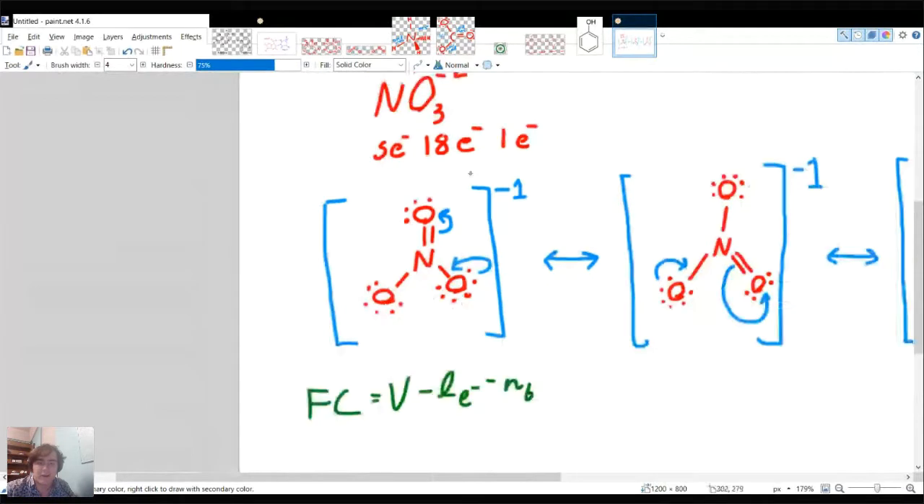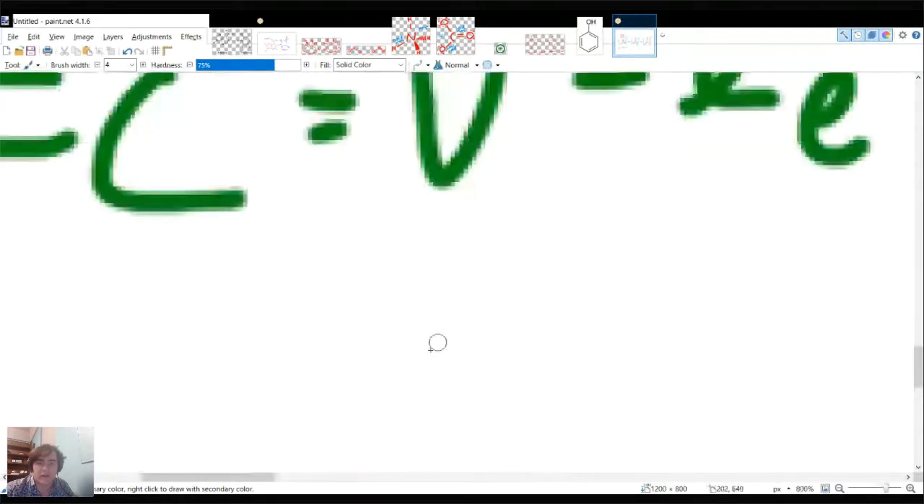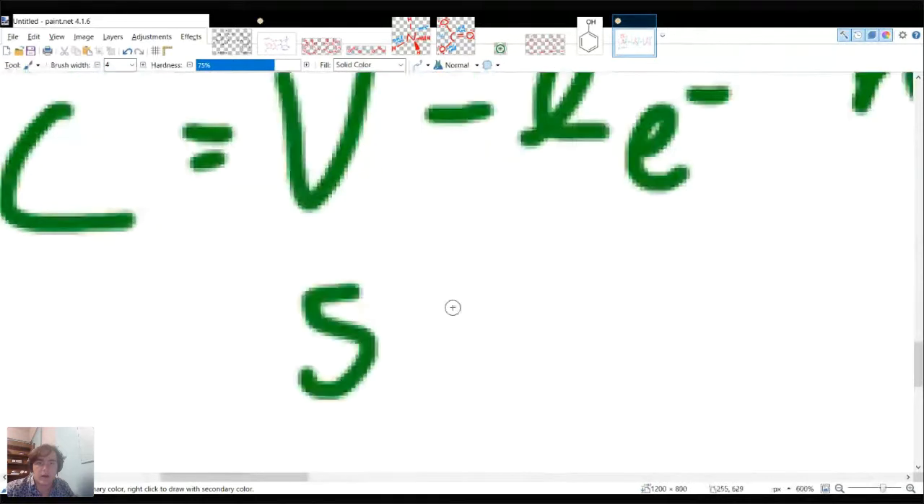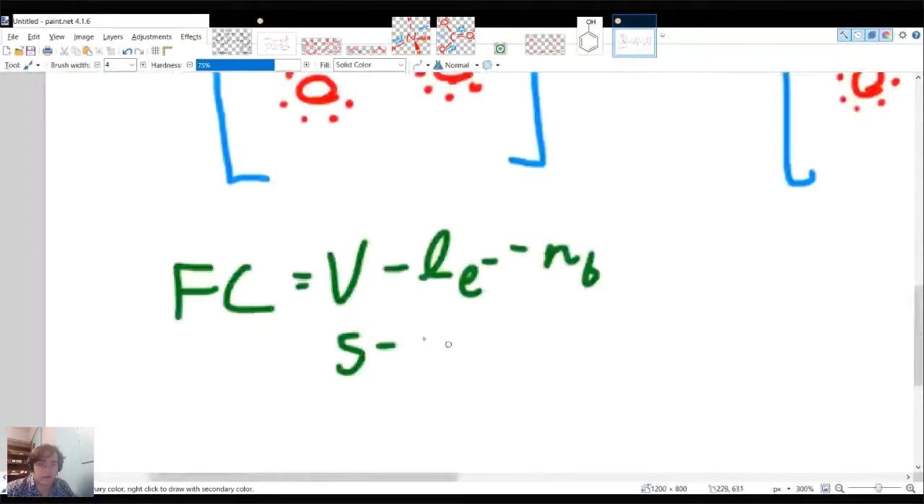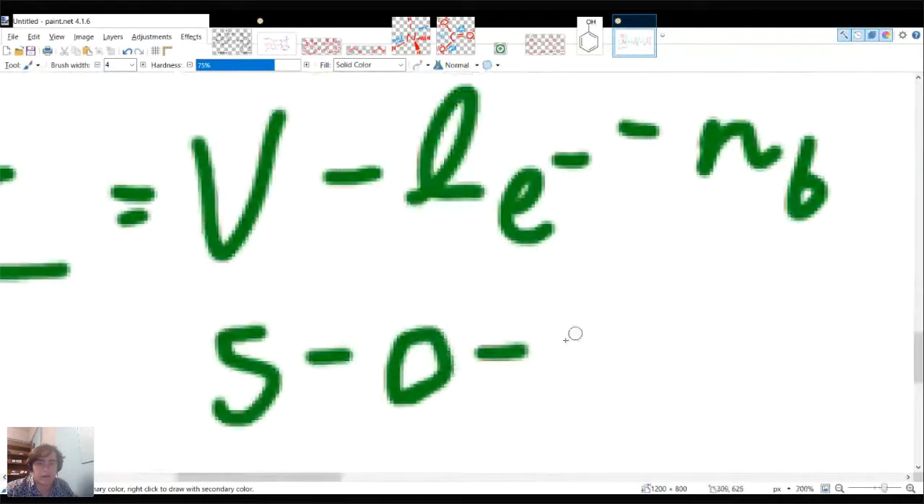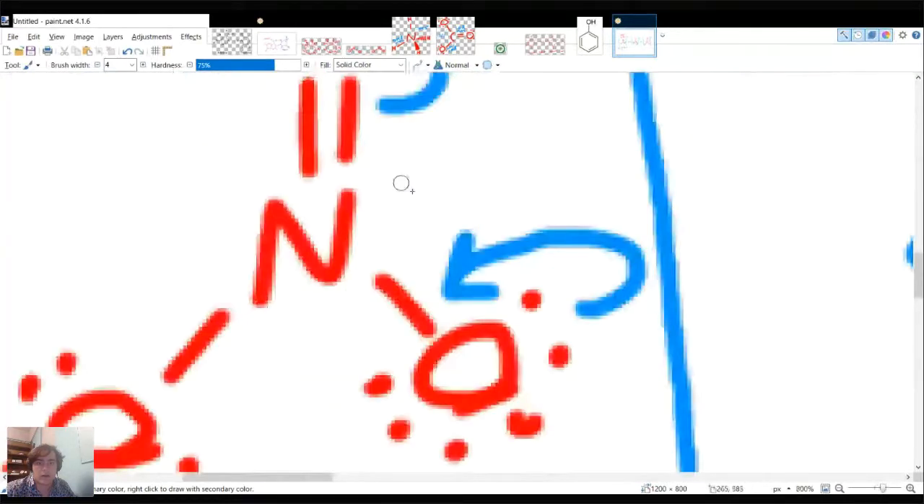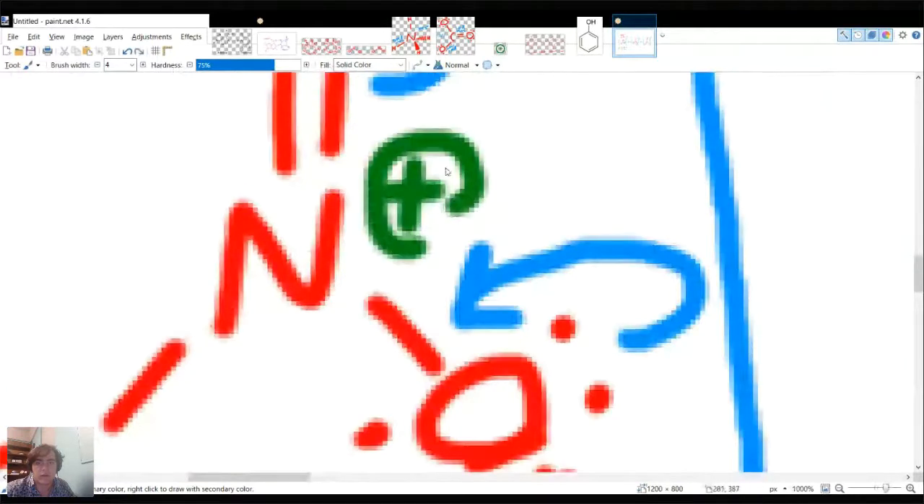So for the nitrogen here, it has 5 valence electrons just by the periodic table trend. The number of lone electrons on it, there's no lone electrons on it, it's 0, and the number of bonds is 4. So this has a +1 positive formal charge, or we'll just put +1.